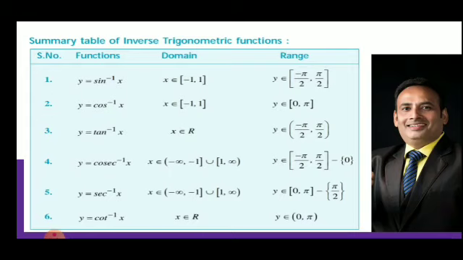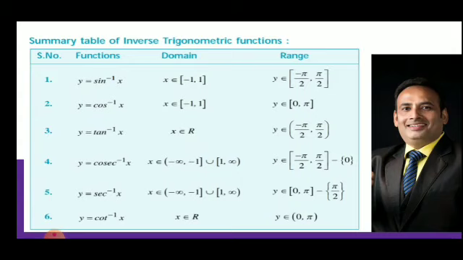y equal to cosec inverse x, domain -infinity to -1, right half closed interval, union 1 to infinity, left half closed interval, and y belongs to minus pi by 2 to plus pi by 2, closed interval, difference 0. y equal to sec inverse x, x belongs to -infinity to -1, right half closed interval, union 1 to infinity, left half closed interval, y belongs to 0 to pi, closed interval, difference pi by 2, as at pi by 2 it's not defined. y equal to cot inverse x, again domain x belongs to all real numbers and y belongs to 0 to pi.